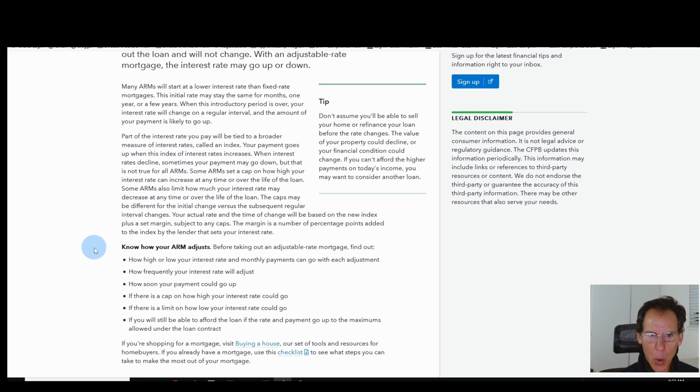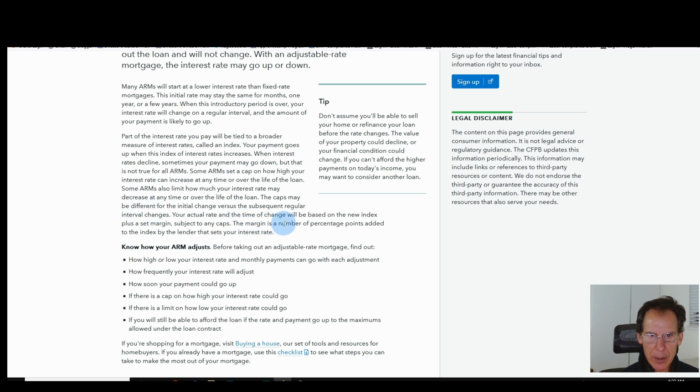Know how your margin works. I said there's that index. I said it was 1%. I meant to say it was the margin. Then there's the cap. Some ARMs set a cap on how high your interest rates can increase. That would be that 10% I mentioned. Some ARMs also limit how much your interest rate may decrease. The caps may be different for the initial change versus the subsequent regular interval changes.